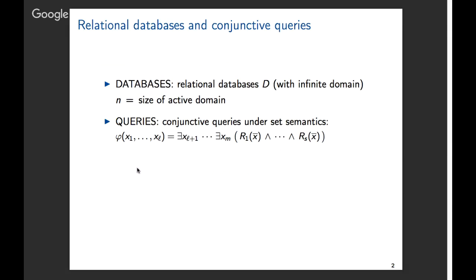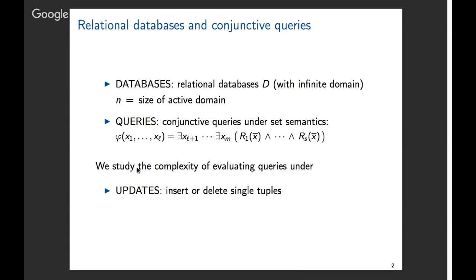So we consider relational databases as usual, where we assume that there is an infinite domain. And throughout the talk, I will use little n as the size of the active domain of the database. And we consider conjunctive queries, meaning conjunctions of relations, existential quantifiers, and possible free variables. And we want to evaluate these queries under updates, where updates are single tuple updates of the database, so insertions or deletions of single tuples.